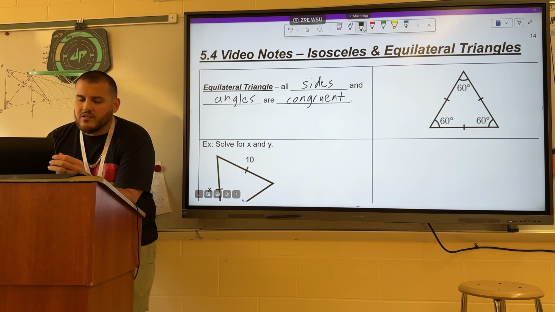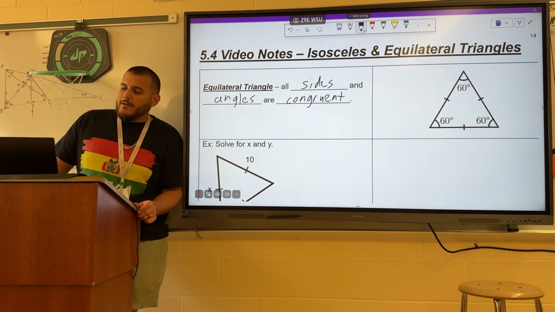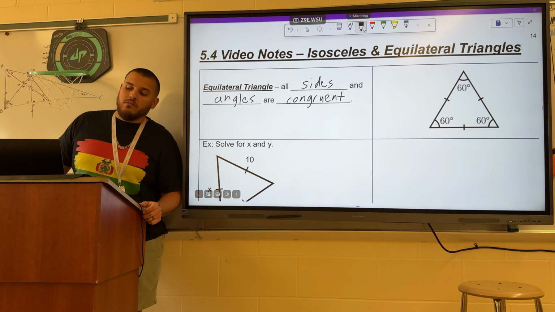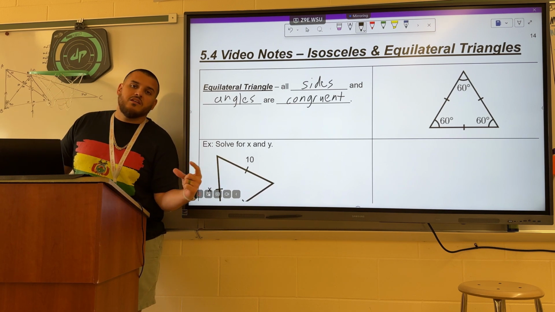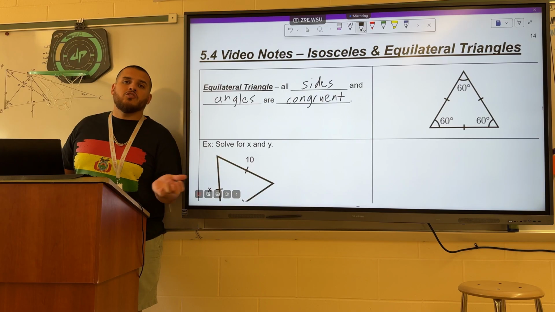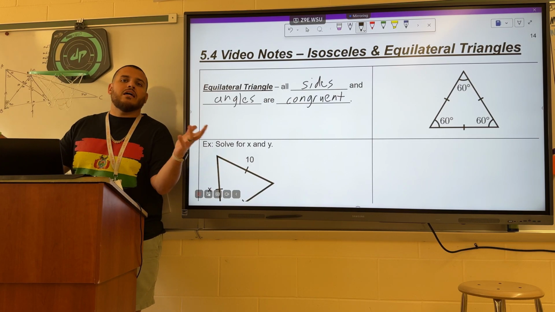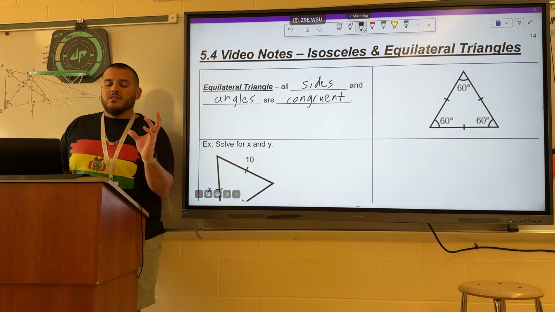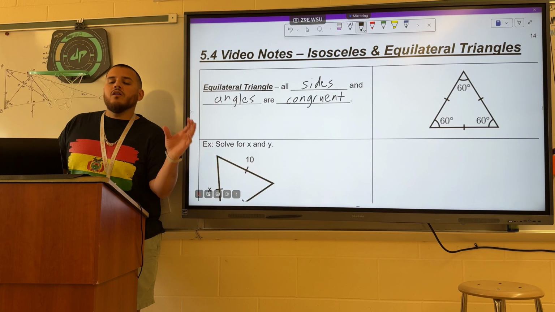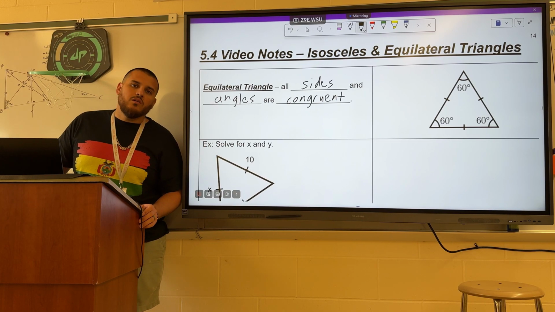So all the sides are going to be the same length, and that can be any number. It could be a small triangle where all three sides are 1 inch long. It could be a giant triangle where all the sides are 3,000 inches long, right? All the sides have to be congruent to each other. All the angles also have to be congruent to each other.